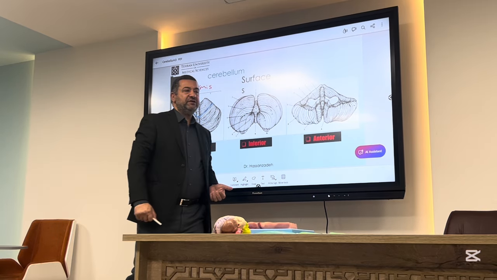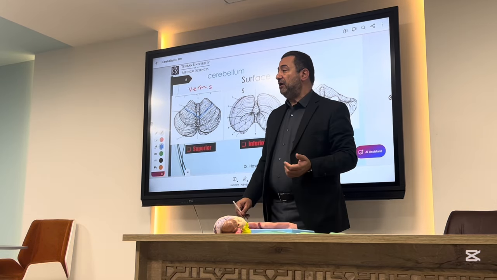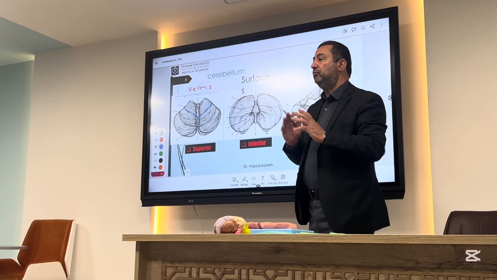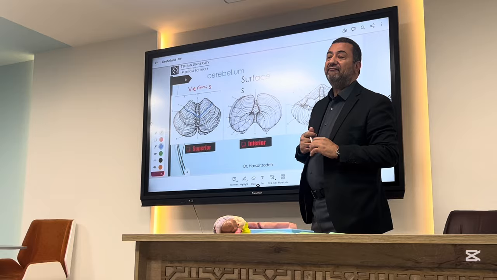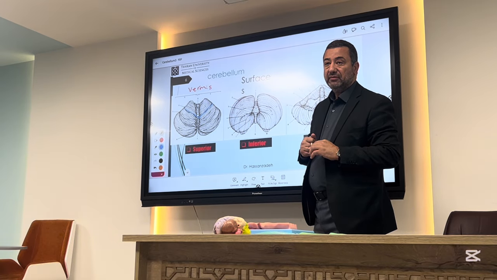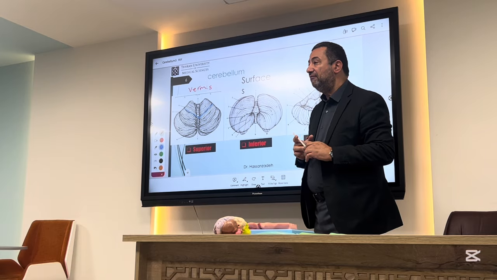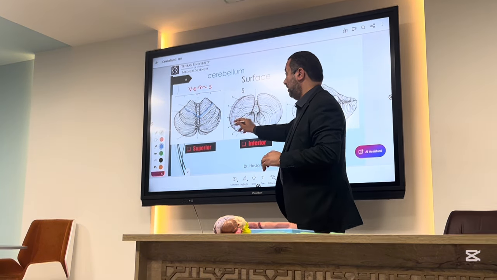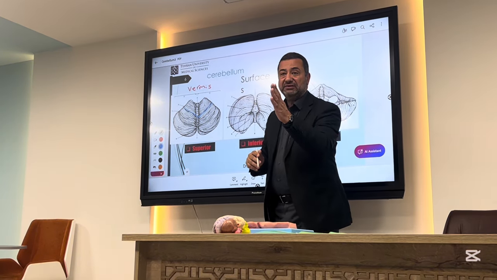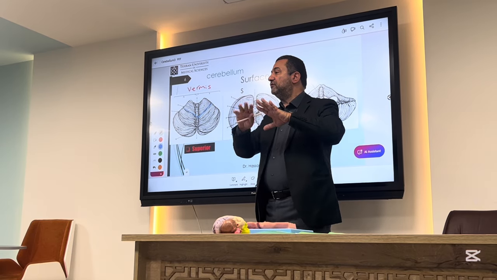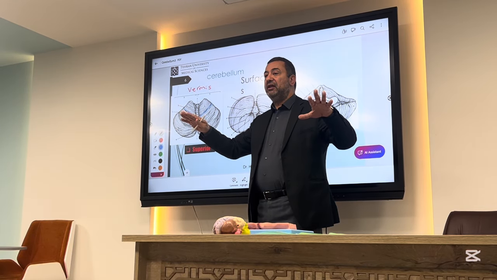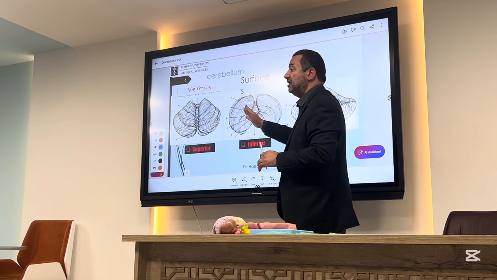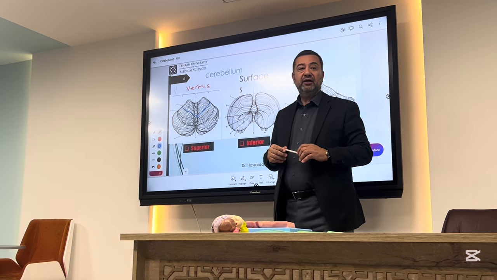In the inferior surface of the cerebellum, inferior vermis is located under a narrow part that is called vallecula. Vallecula means valley. In the superior surface, superior vermis is at the level of superior surfaces of the cerebellar hemispheres. But in the inferior surface, inferior vermis is located under a vallecula.